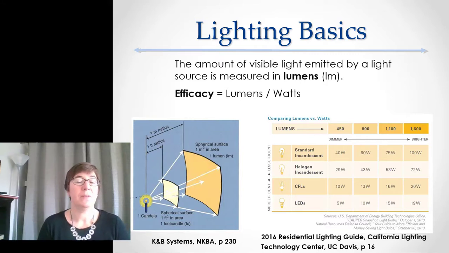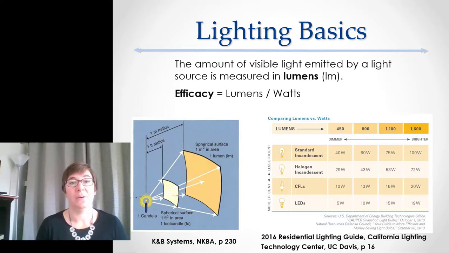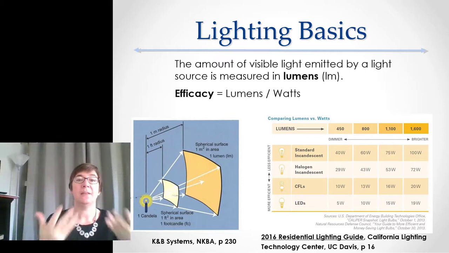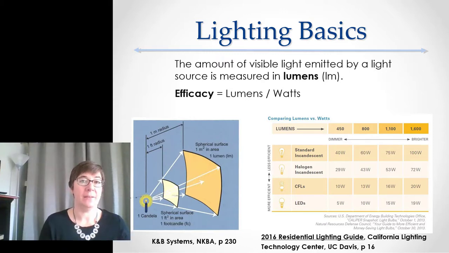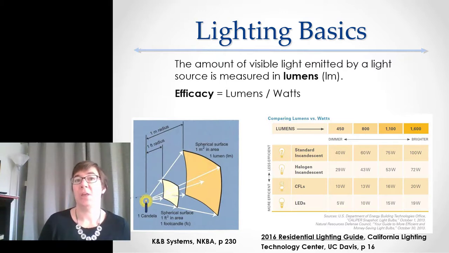There's another measure. It's called efficacy. Go ahead and say that right now in the privacy of wherever you're watching this video. Efficacy, efficacy, efficacy. Efficacy is a measure of efficiency of your light source, and it's measured in lumens per watt. So how much light is emitted by a device compared to, or in ratio with, the energy that light source is using. So let's compare a couple of different types of lighting sources.